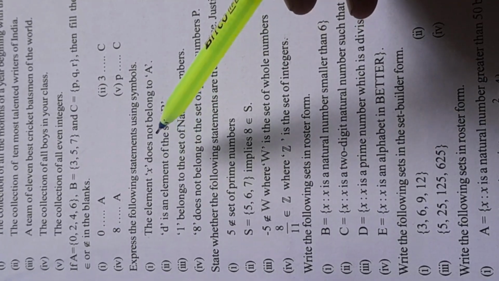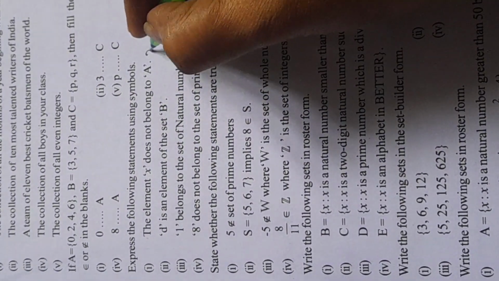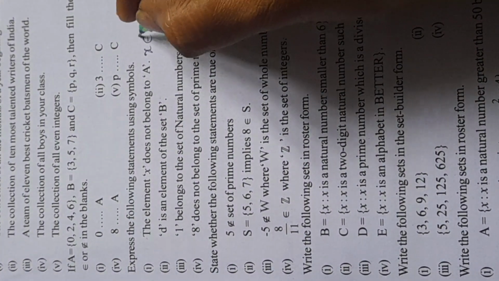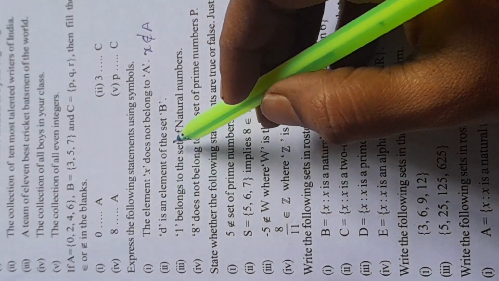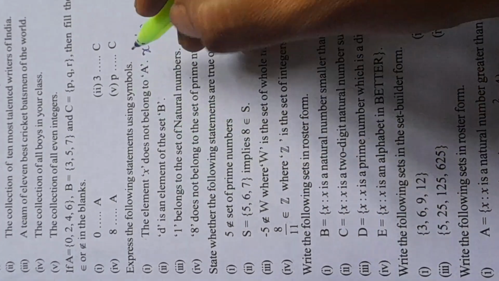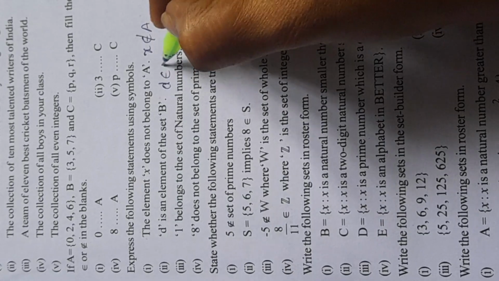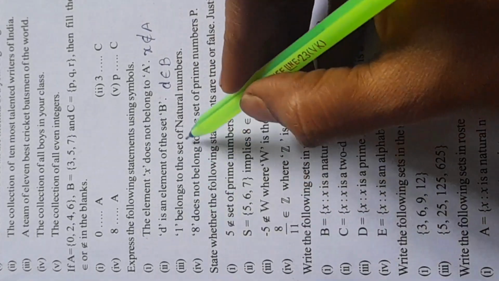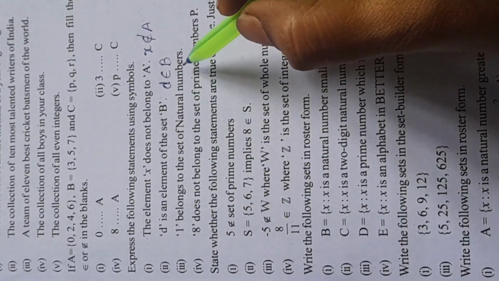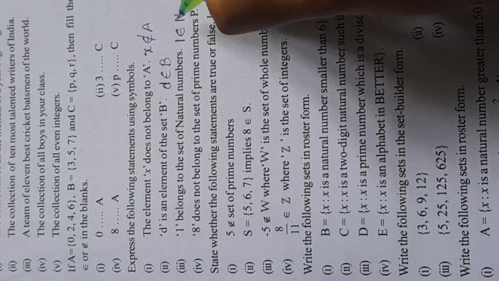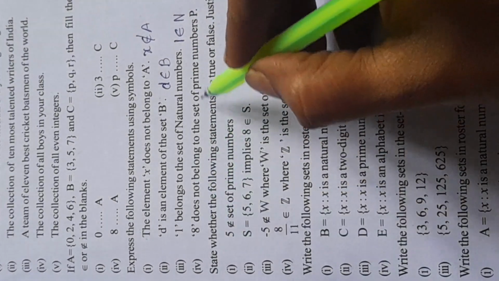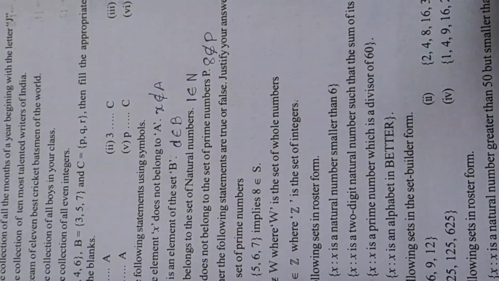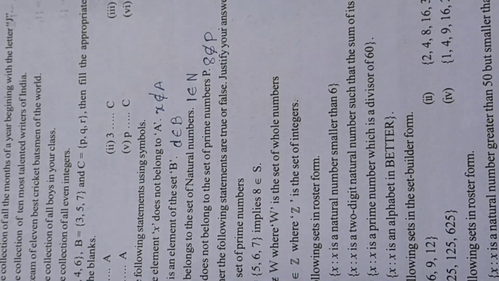Third question is, express the following statements using symbols. The element x does not belong to A. So we should use the symbol does not belong to A. Second one is, d is an element of the set B. We can express this in the form of d belongs to set B. 1 belongs to the set of natural numbers. Set of natural numbers can be denoted with the capital letter N. So 1 belongs to N, that is natural numbers. 8 does not belong to the set of prime numbers P. So 8 does not belong to capital P.